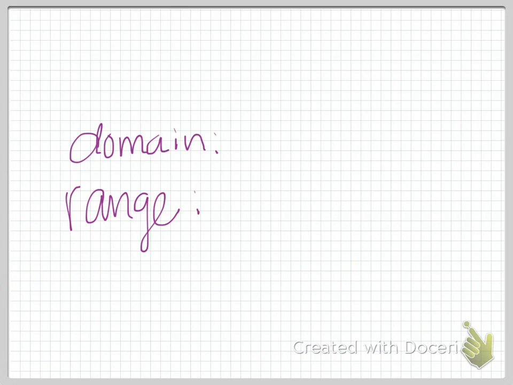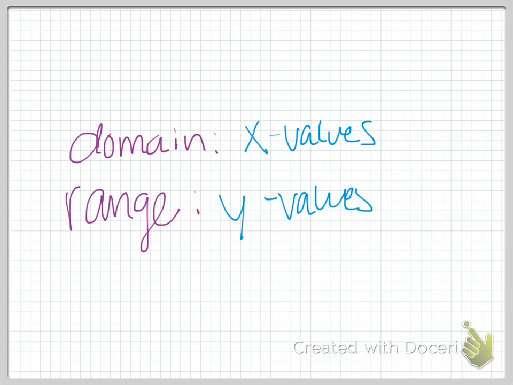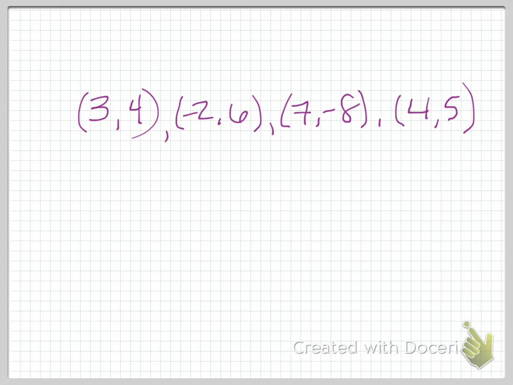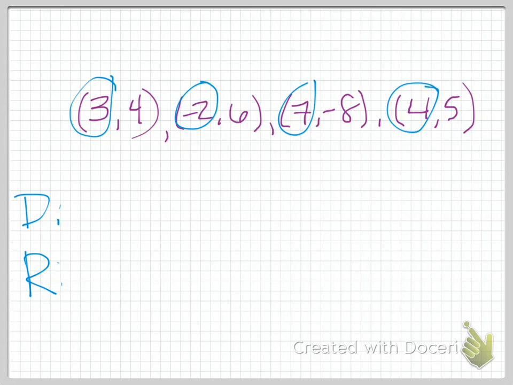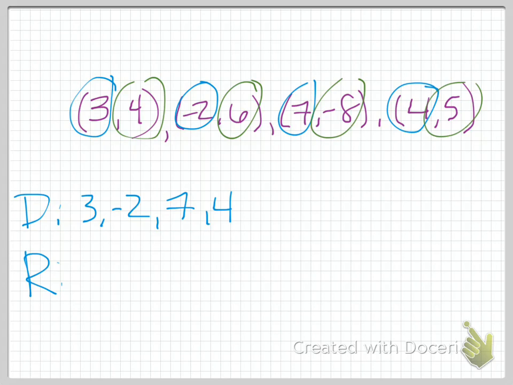Okay, domain and range. Domain is all of our x values, and range is all of our y values. So if we're talking about this, and I want to know my domain and my range, my domain is my x values, so we got 3, negative 2, 7, and 4. And then my range is all my y values, so 4, 6, negative 8, and 5. And there you go.